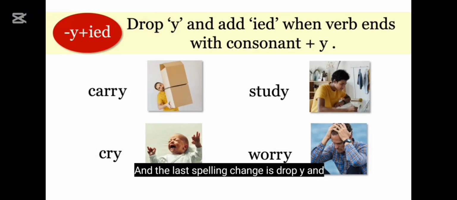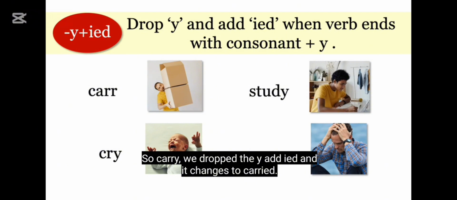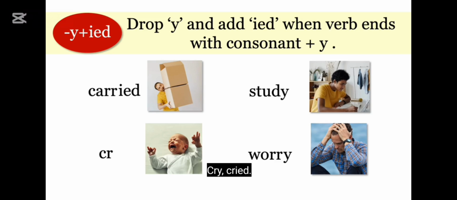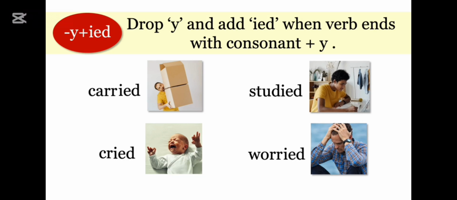And the last spelling change is drop y and add ied when the verb ends with consonant and y. So carry, we drop the y, add ied, and it changes to carried. Cry, cried. Study, drop the Y, add IED, studied. Worry, drop the Y, add IED, worried.